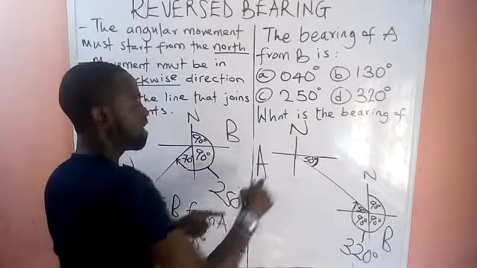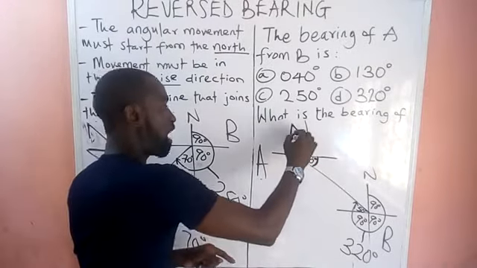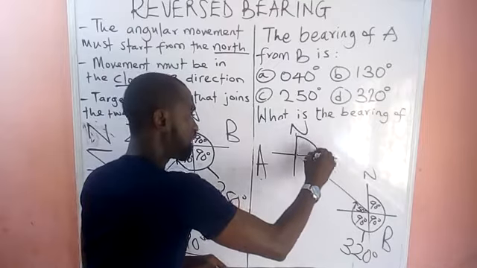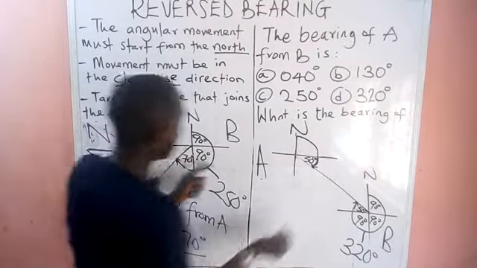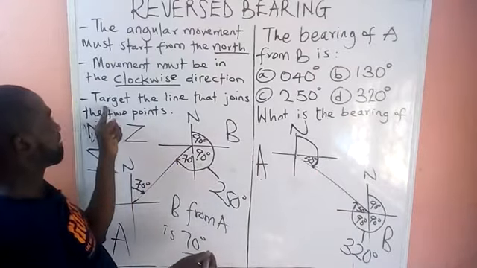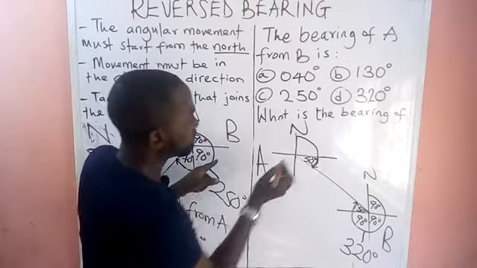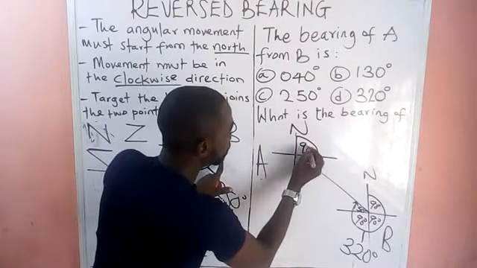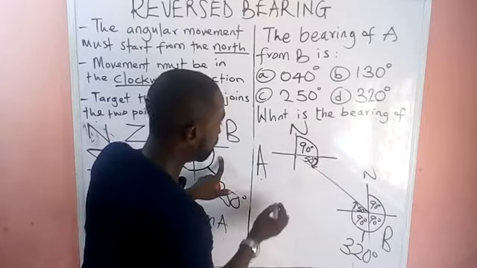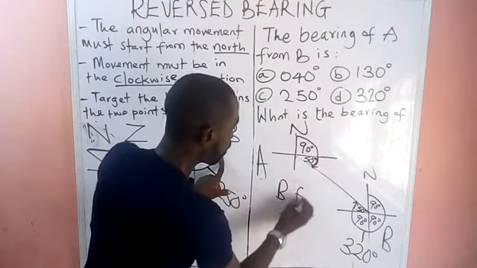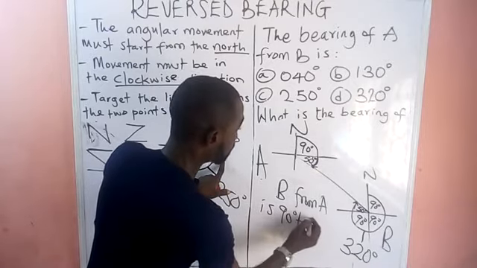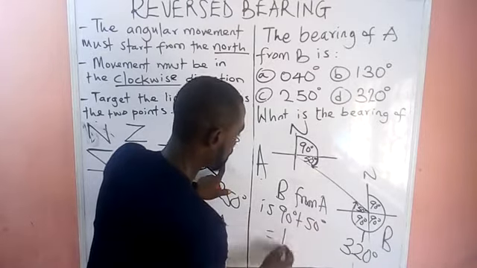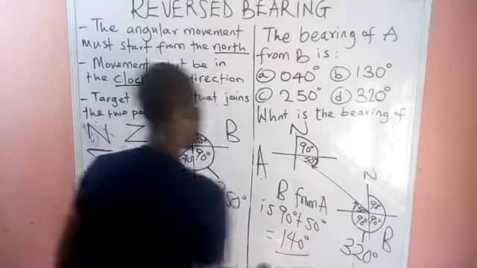So what is now the bearing? I'll start from the north. I'll move like this. When I get to the line, this is our target. I will now stop there. We always stop on our target line, the line that joins the two points together. So this place is 90 degrees. So the bearing of B from A is 90 plus 50 degrees, and that will be 140 degrees.